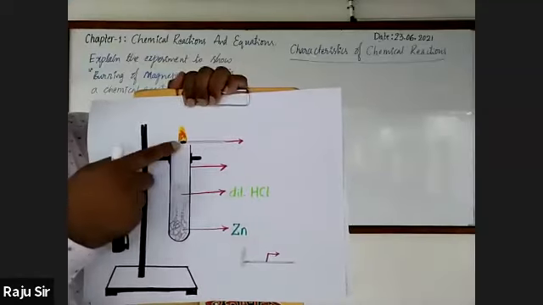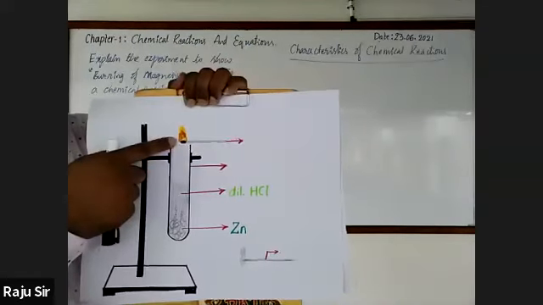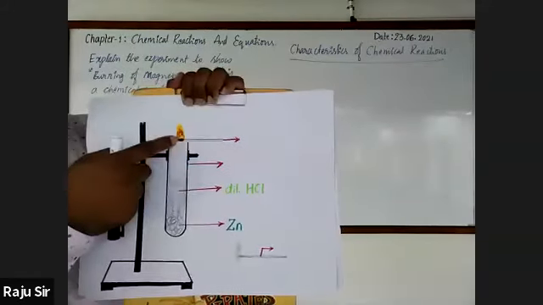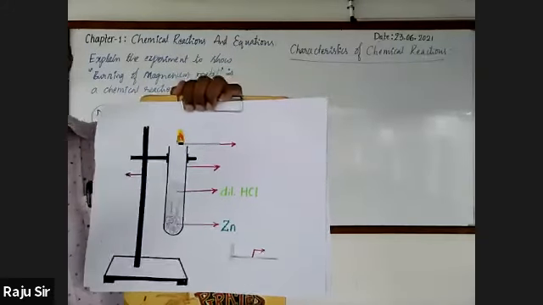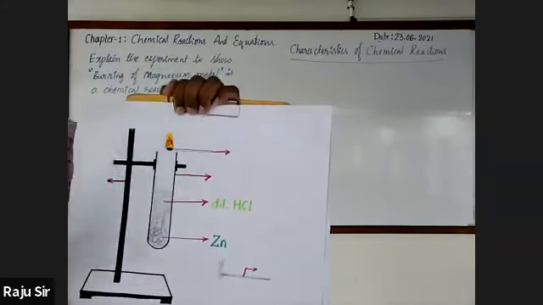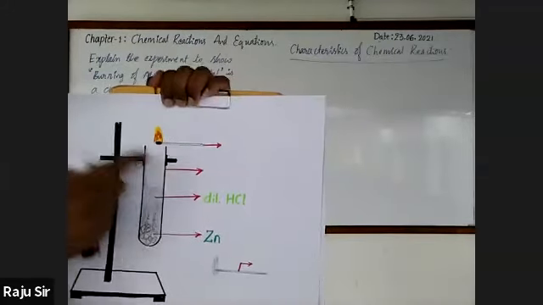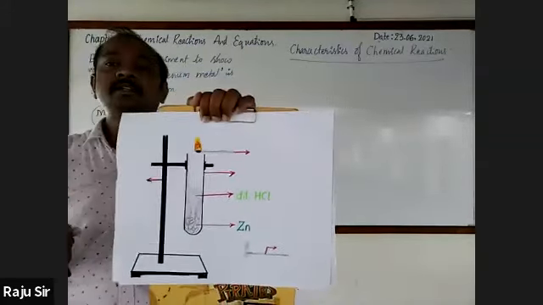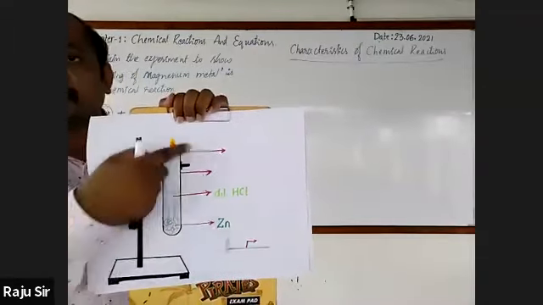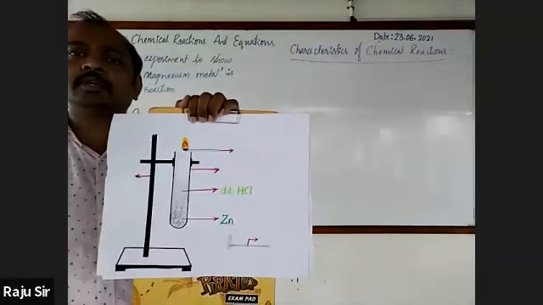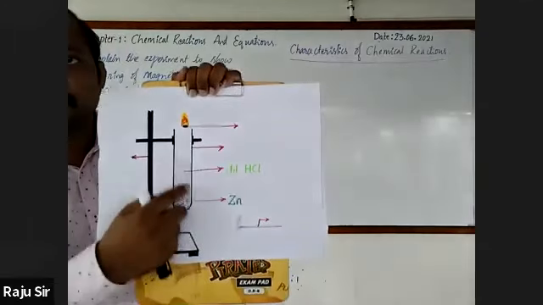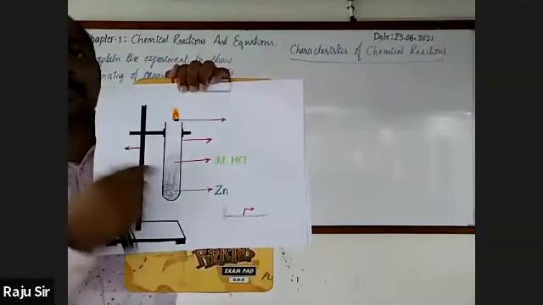Hydrogen. To know that gas, see, we are bringing a lighted matchstick near the mouth of the test tube. When you bring a lighted matchstick near the mouth of the test tube, it immediately produces a pop sound. This pop sound indicates that hydrogen gas is liberated. When all the hydrogen gas is liberated, at last we get a residue in the test tube. Do you know what that residue is? ZnCl2. That residue is zinc chloride.